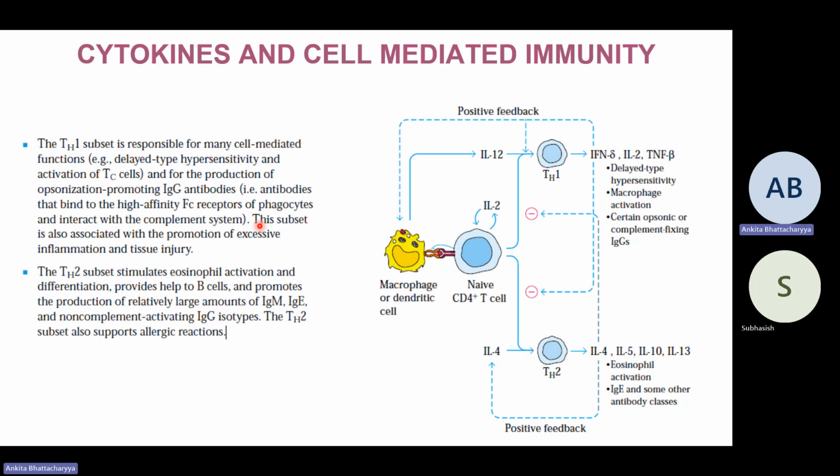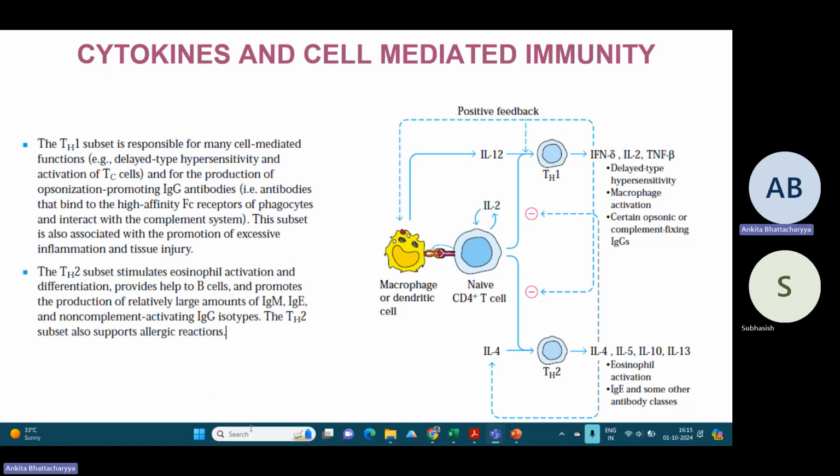On the other hand, the Th2 subset stimulates eosinophil activation and differentiation, provides help to B cells, and promotes the production of relatively large amounts of IgM, IgE, and non-complement activating IgG isotypes. It also supports allergic reactions. So that's a different version of the hypersensitive system. You can see that T helper cells have a major role to play in inflammation, allergy, and hypersensitivity associated responses.